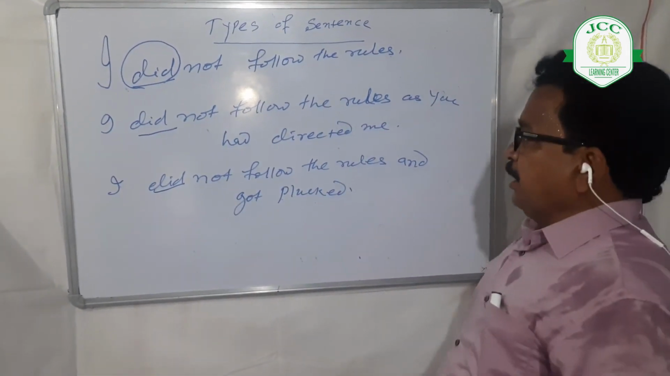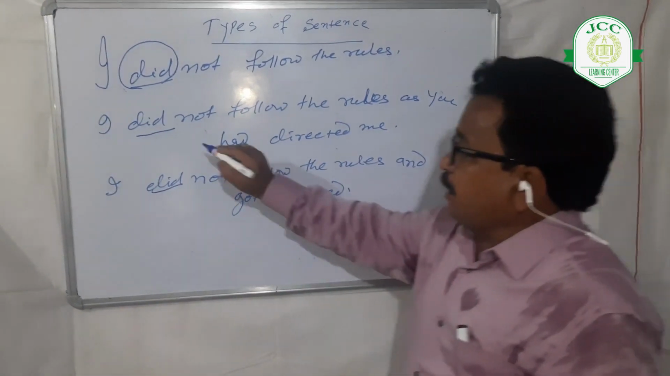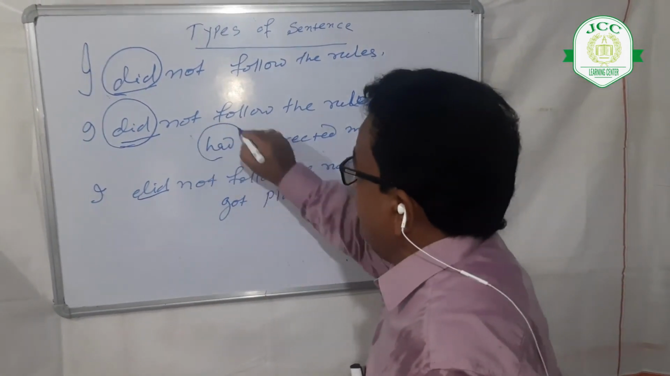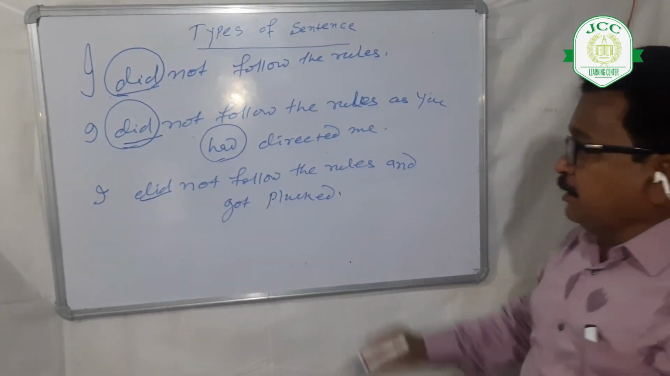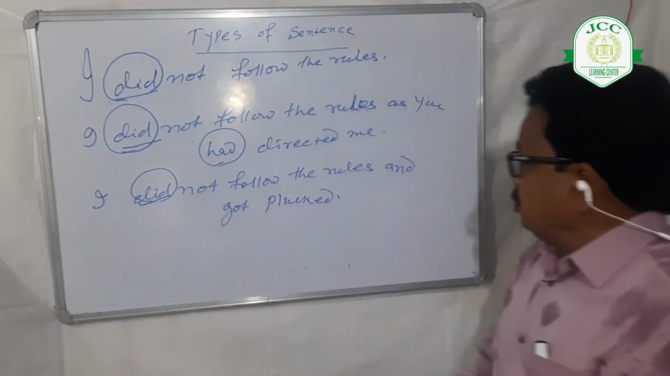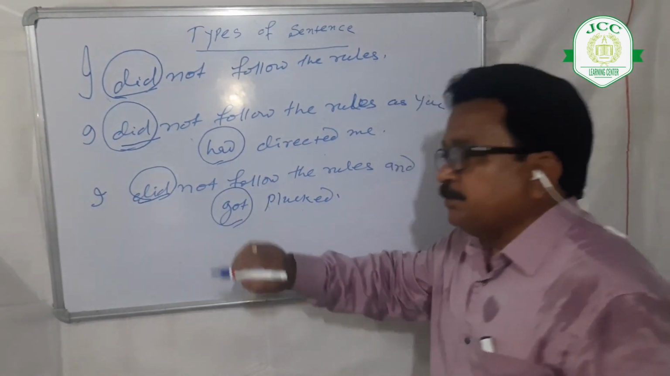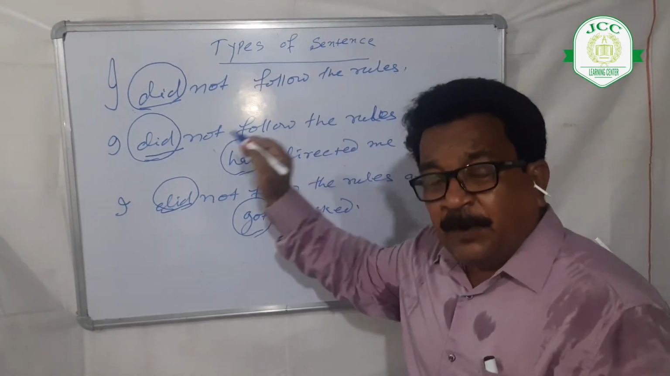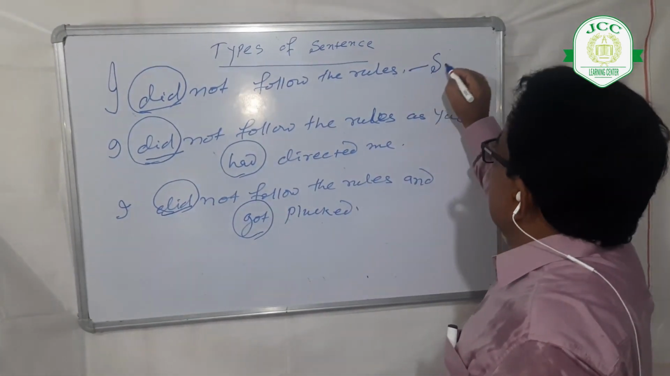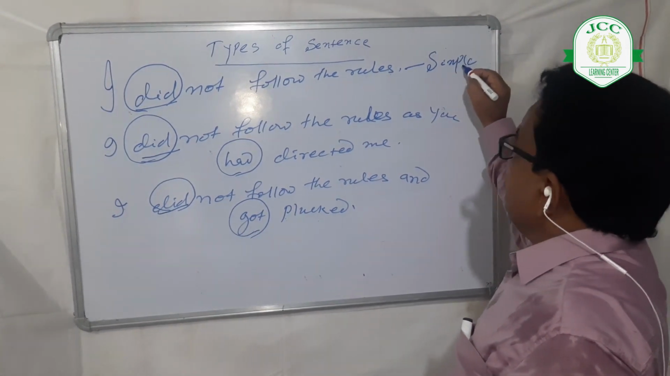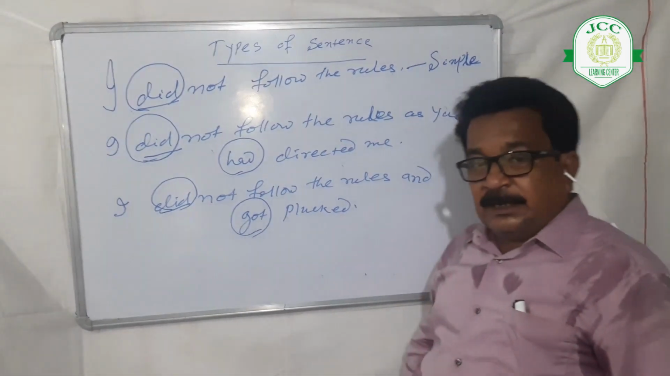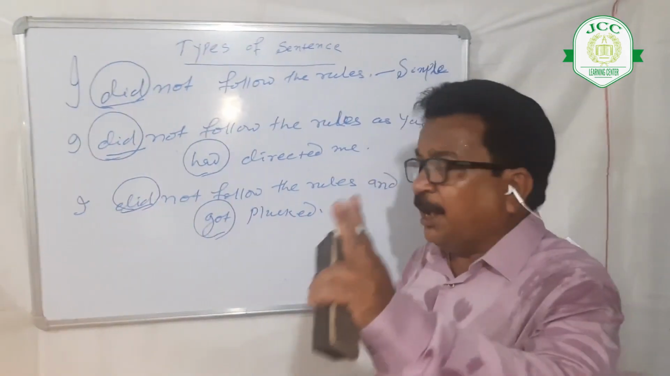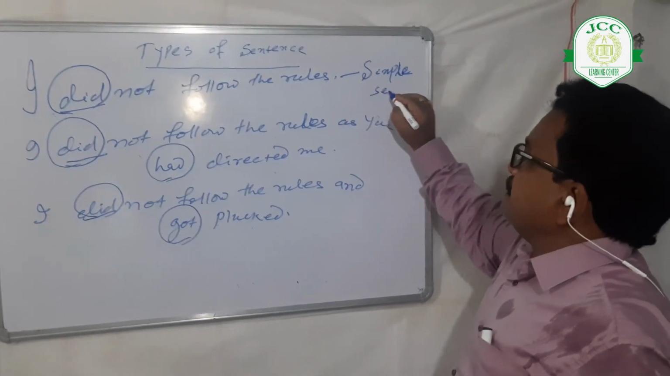But you see, in this sentence, there are two finite verbs. One is did and another is had. In this sentence, one is did and another is got. So, this sentence having one finite verb is what? Simple. Please remember, the sentence having one finite verb is simple sentence.